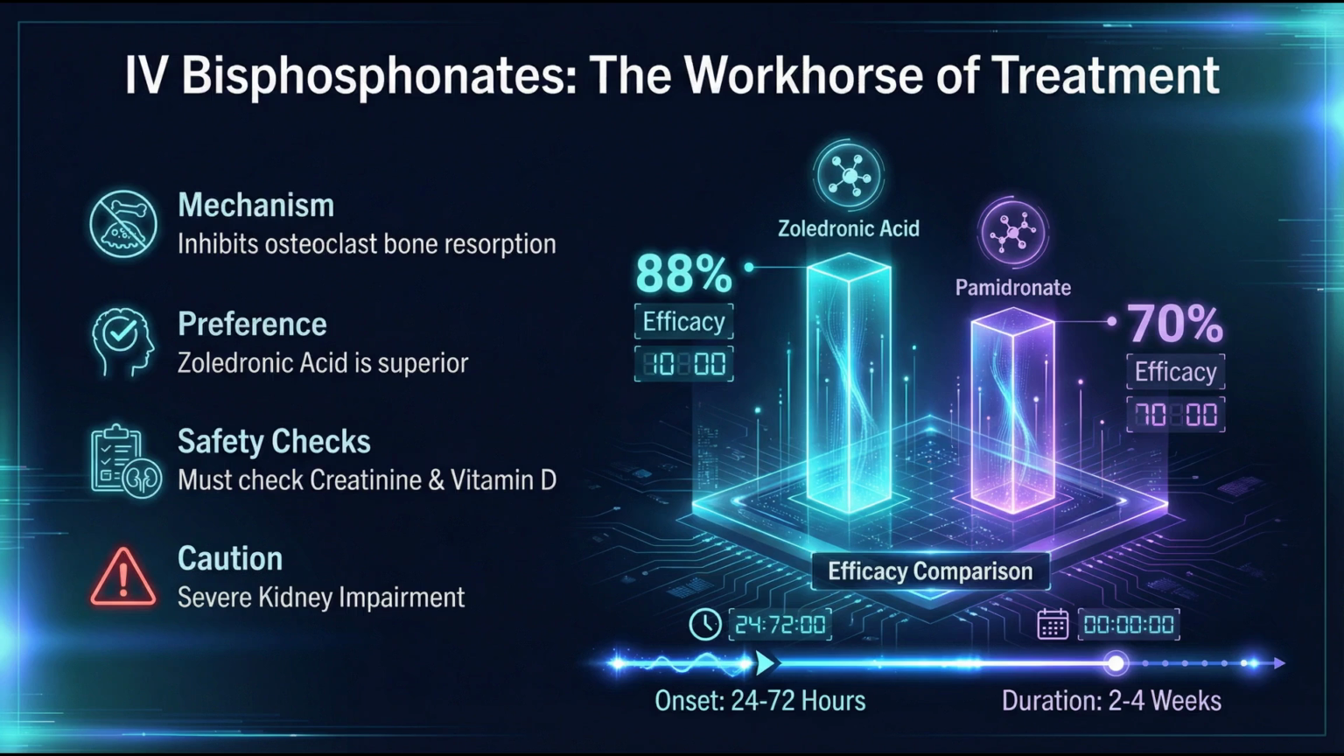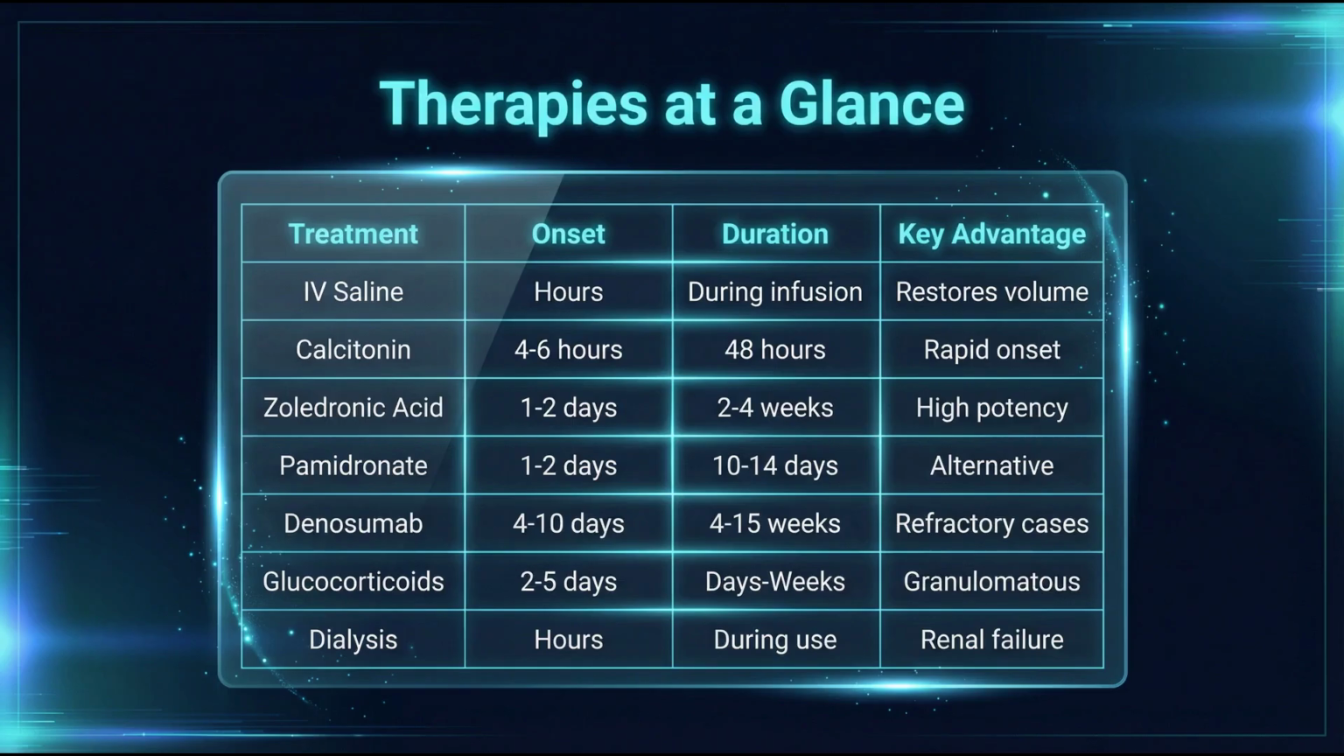Bisphosphonates are the mainstay for sustained calcium lowering. Zoledronic acid is preferred due to superior efficacy and convenient single-dose administration. The onset is 2 to 4 days with peak effect at 4 to 7 days. Duration of action extends for weeks. Key considerations: adjust dose in renal impairment, and be aware of rare complications like osteonecrosis of the jaw and atypical fractures with repeated dosing.